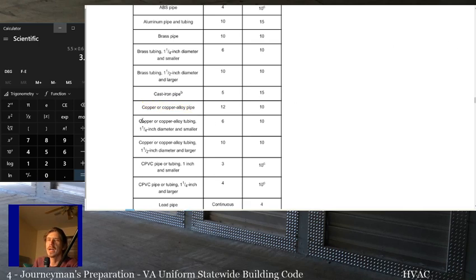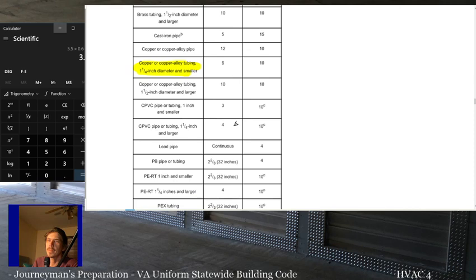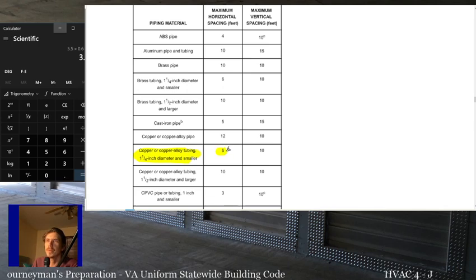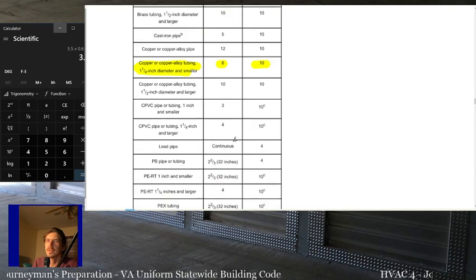If you're installing copper tubing, right, 1.25 inches or smaller, then, and this is not for refrigerant piping, because refrigerant piping I think has a special section on it, but I could be wrong. Alright, assuming there's not a special section where we get to refrigerants, it would have to be supported every 6 feet or every 10 feet vertically, and so on and so forth.